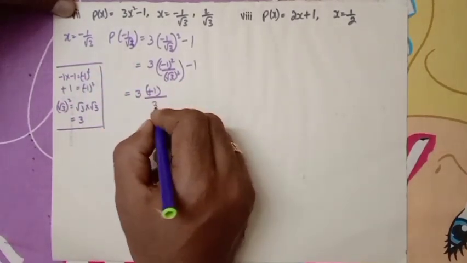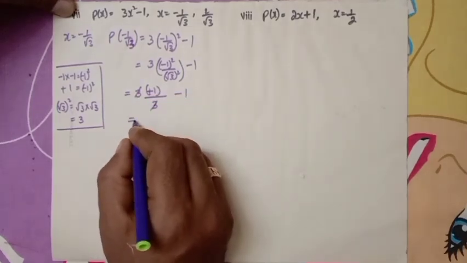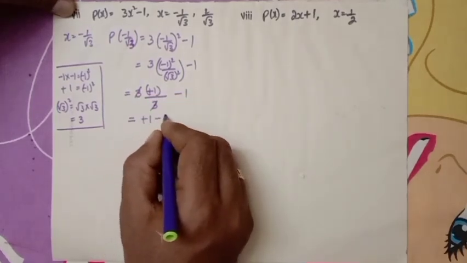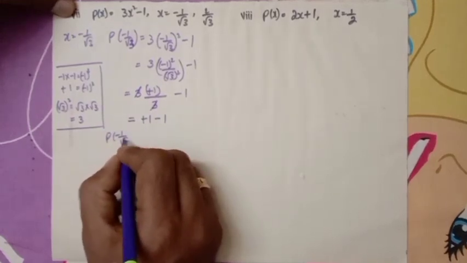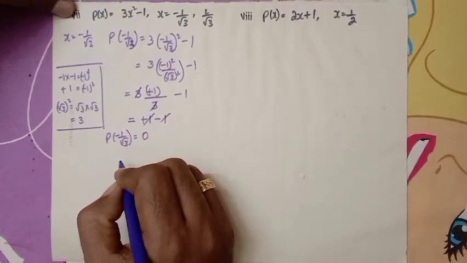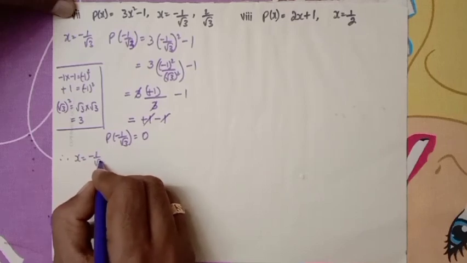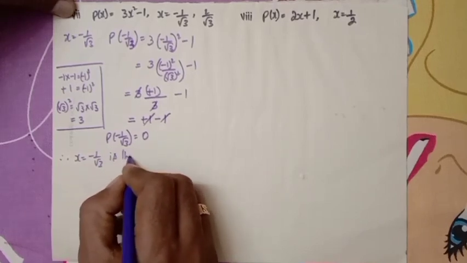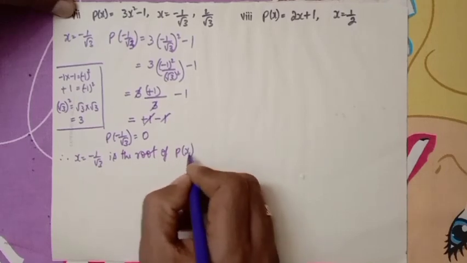So 3 minus 1, 3 cancels. So the value is plus 1 minus 1. So p of minus 1 by root 3 is equal to 0. Plus 1 minus 1 cancels. Therefore, x is equal to minus 1 by root 3 is the root of p of x.